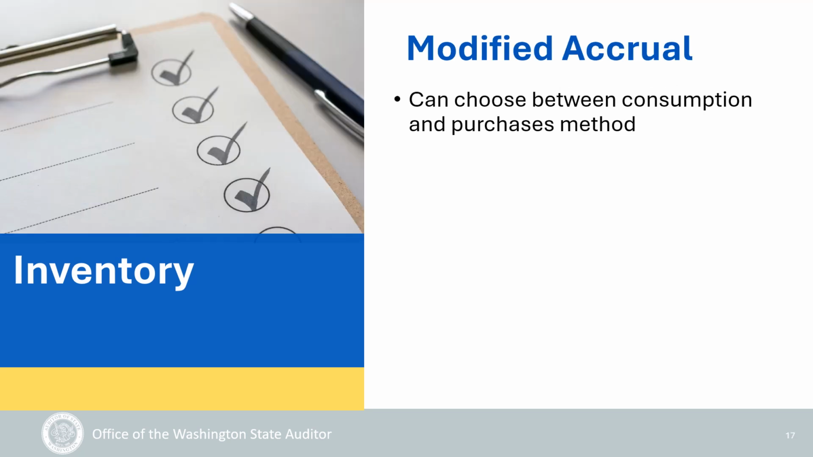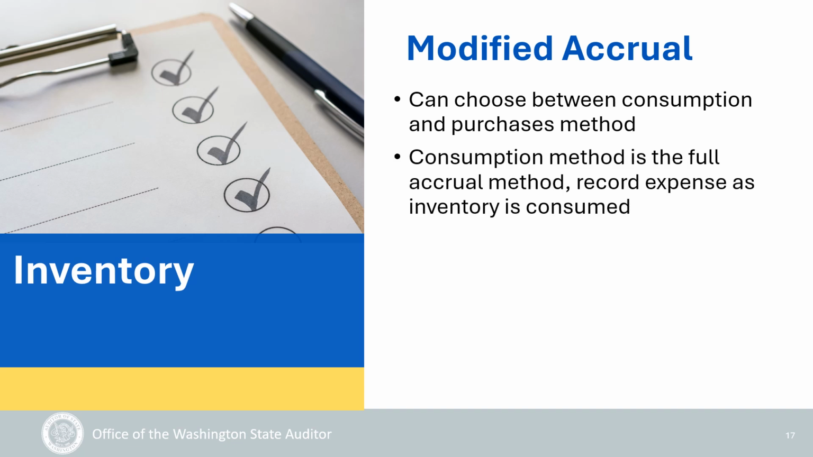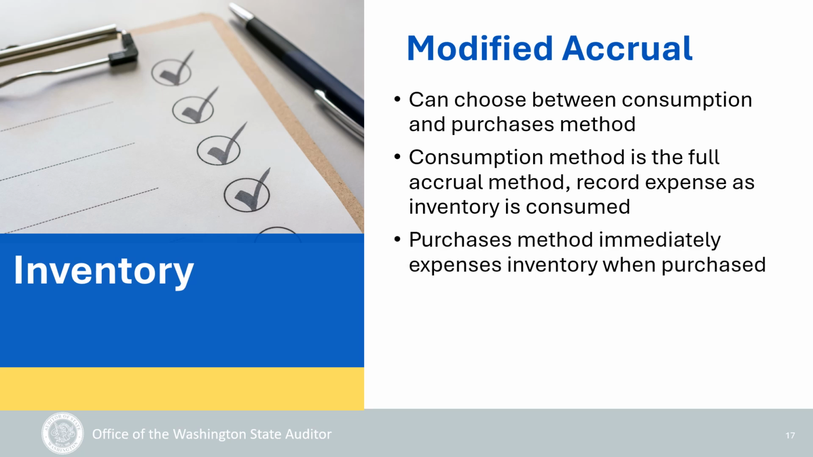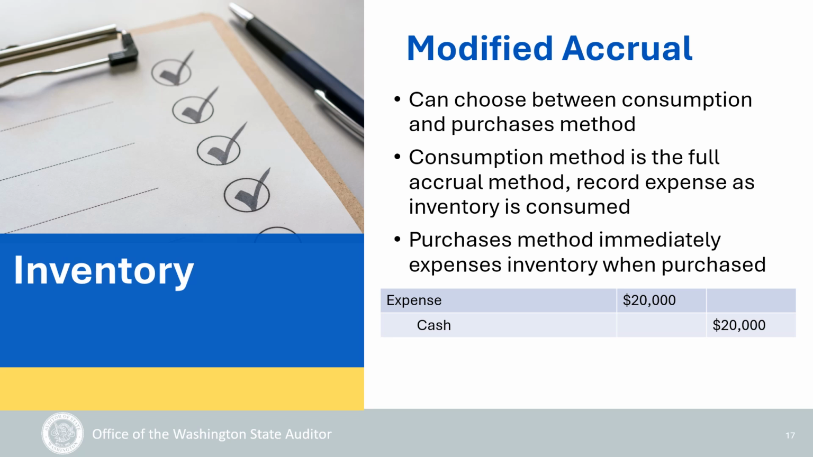Modified accrual actually gets a choice here. We have two methods, consumption and purchases method. Under the consumption method, the expenditure is recorded when the inventory is consumed. This is the same as the full accrual method we just talked about. Under the purchases method, the expenditure is recorded when the inventory is purchased. That means you debit expense and credit cash when the inventory is purchased.